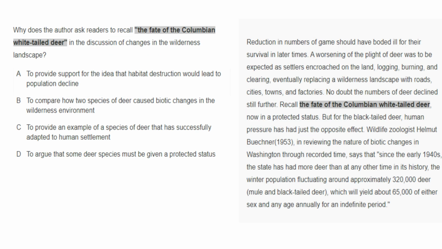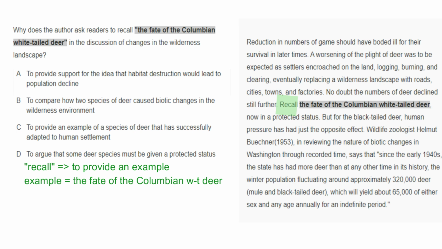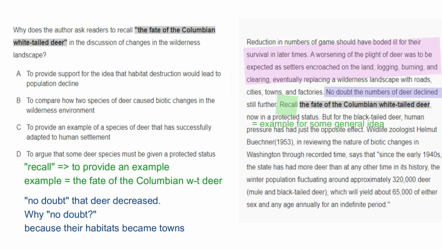Question 3. Since the sentence with the underlined item begins with "recall," we can expect that it is providing an example of what was mentioned earlier. The previous sentence states, "No doubt the numbers of deer declined still further." The reason it says "no doubt" is explained in the preceding sentences, which describe settlers changing the natural habitats into roads and towns. So we need to look for an option that talks about how the natural habitat changes caused deer population decline. Let's reevaluate the options.